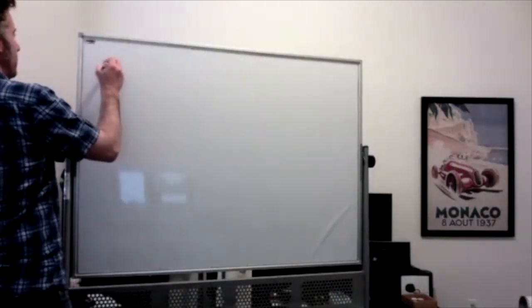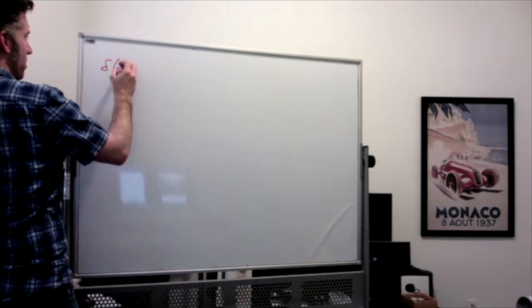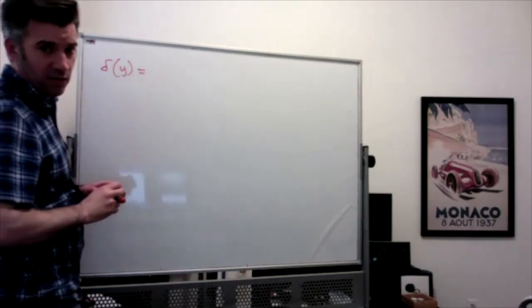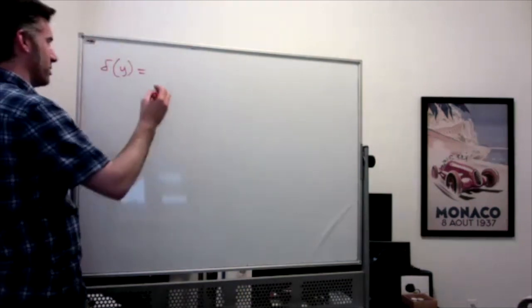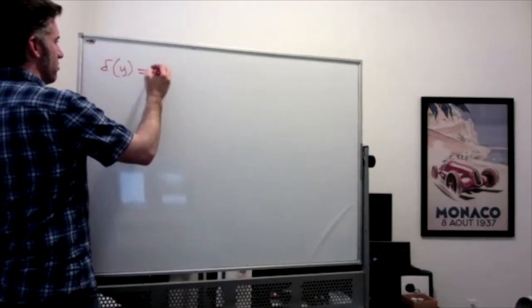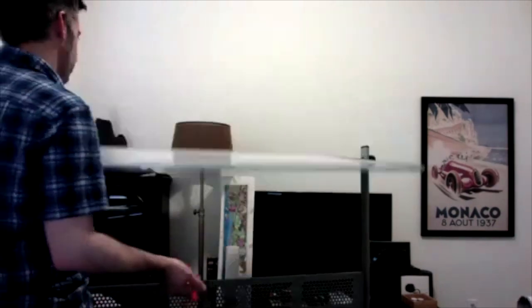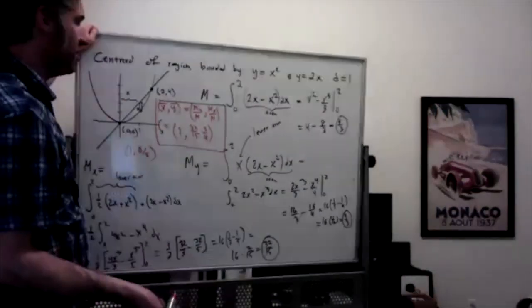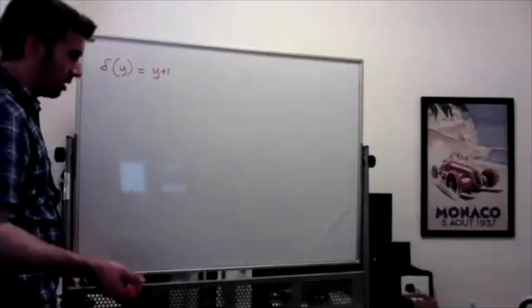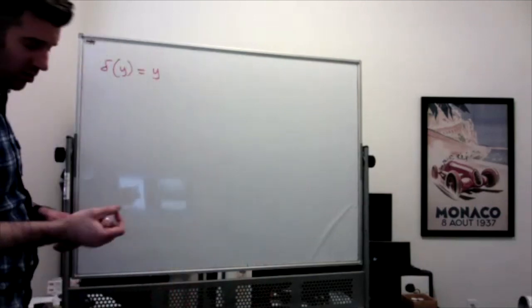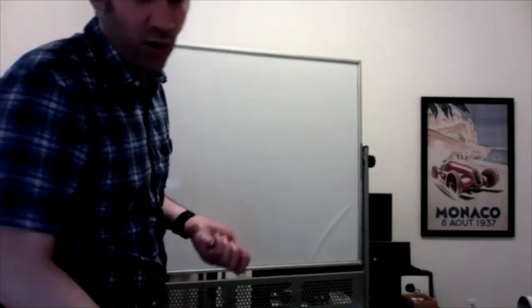What if the density at, say, a height of y, the density of your thin plate was, I don't know, y plus 1? I feel like that's going to be terrible. Y plus 1 is good. Let's just say y. Let's not make our things too complicated here. Well, it's going to make things more complicated because, one, we now have to do things in terms of y.